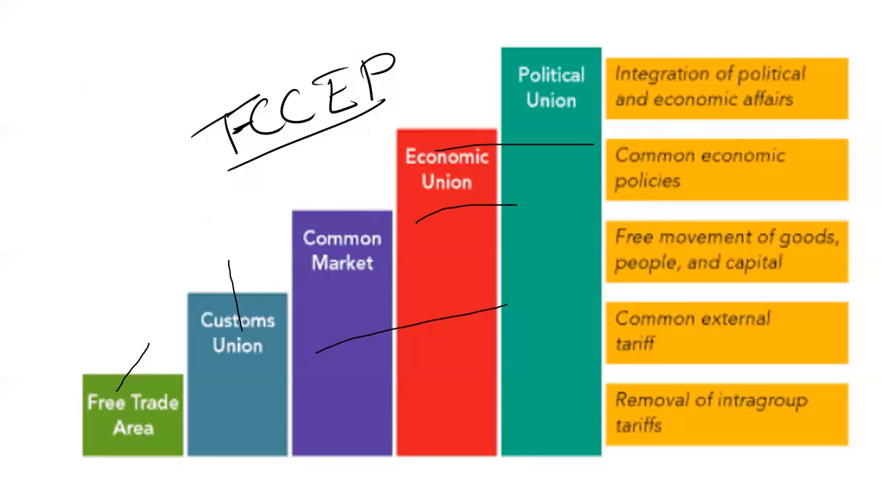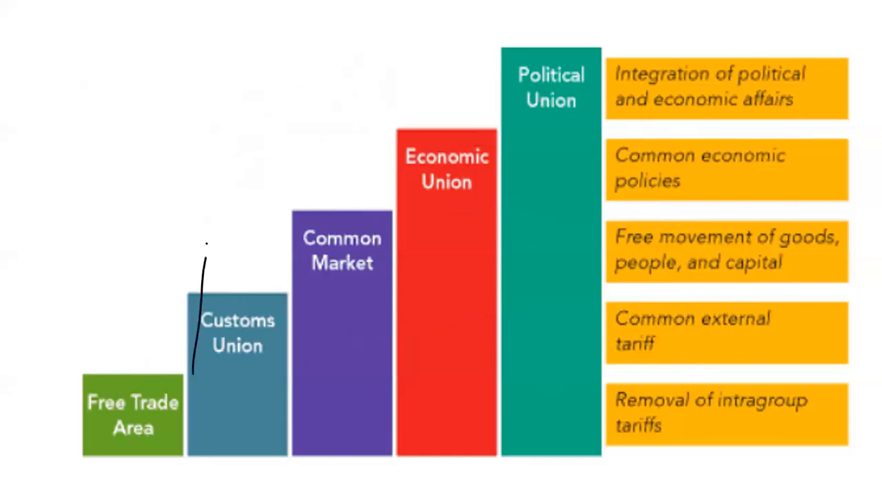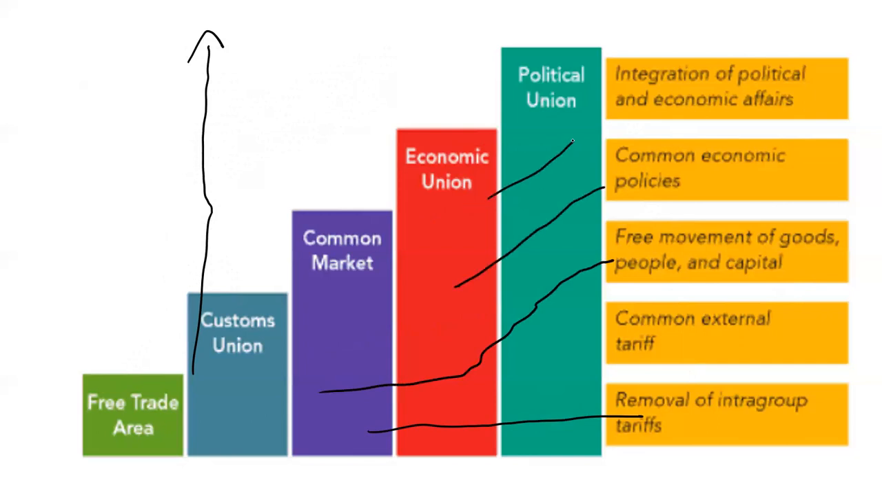Slowly, what is happening here? The level is increasing. The political union will have all the five features. Then the economic union has these four features, that is, a common economic policy will be there, and the rest three will be the same. And for the political union, the first point is common, that is integration of political and economic affairs, and the rest four will be the additional features. The level is just increasing like this. Here you are getting only one feature, here two features, here three features, here four features, and here you can access all five features. I hope this is clear.